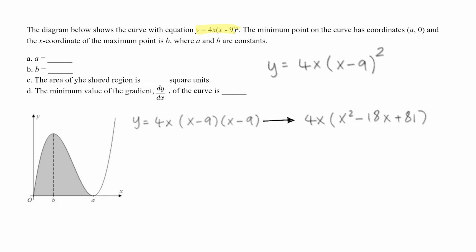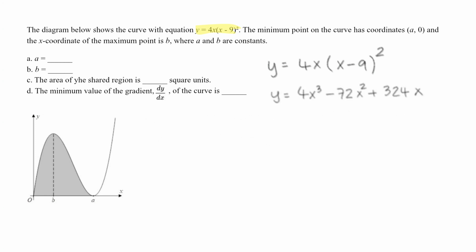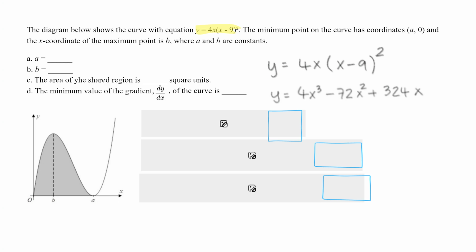After expanding, it becomes y equals 4x cubed minus 72x squared plus 324x. Now let's differentiate. 4x cubed becomes 12x squared. Negative 72x squared becomes negative 144x. Finally, 324x becomes 324. So our first derivative would be dy over dx equals 12x squared minus 144x plus 324.